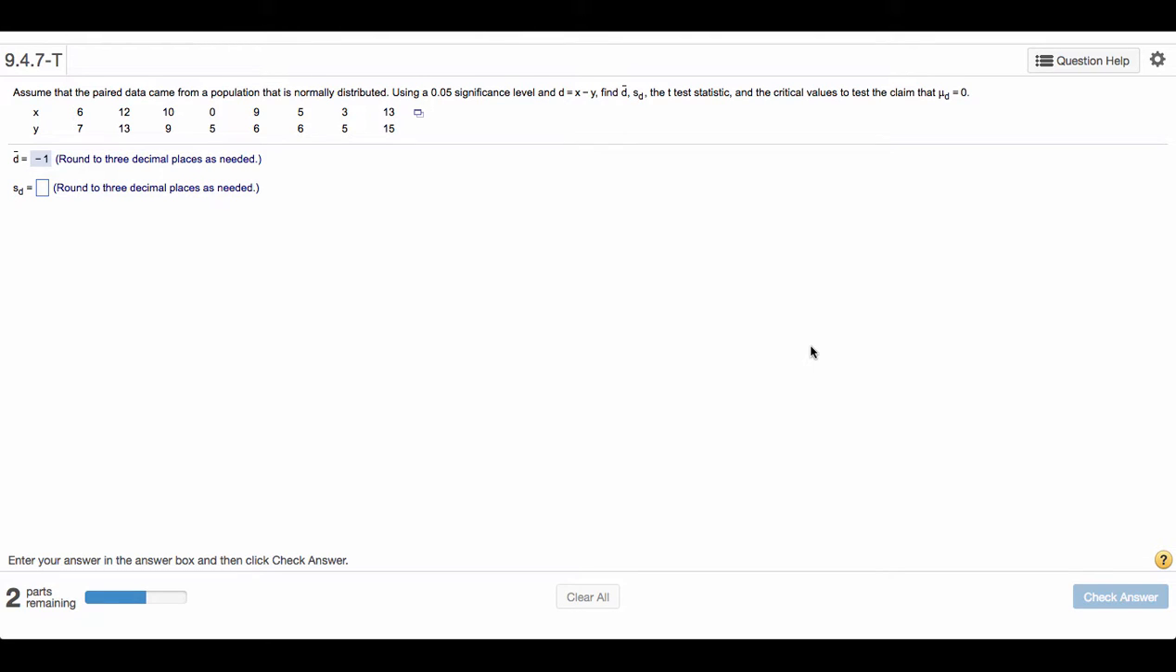Assume that the paired data came from a population that is normally distributed. Use a 0.05 significance level and differences computed by x minus y, in other words, the list x minus the list y. Find the average difference, the standard deviation of the differences, the t-test statistic, and the critical values to test the claim that the population mean difference is 0.